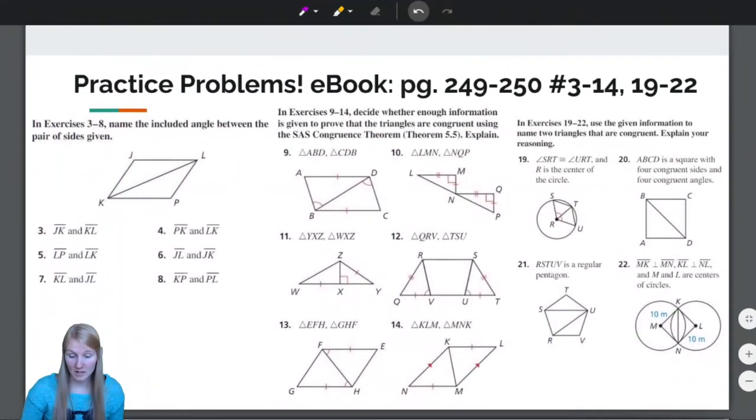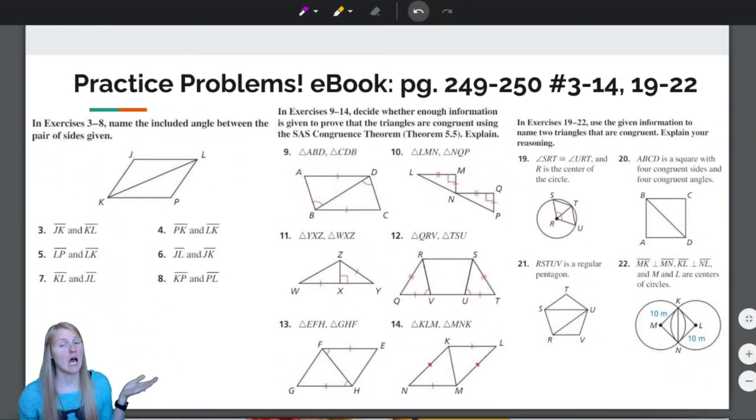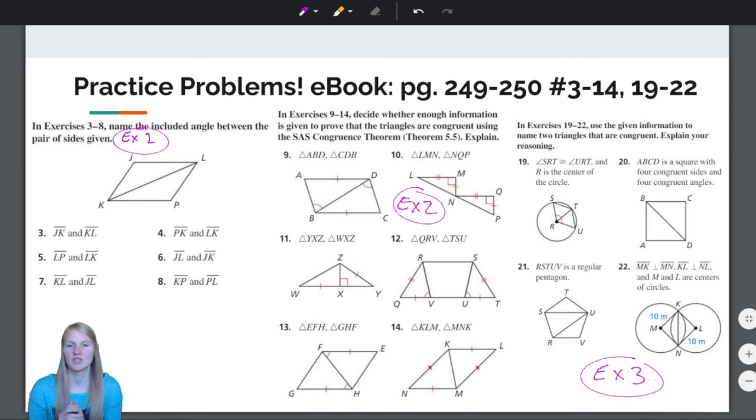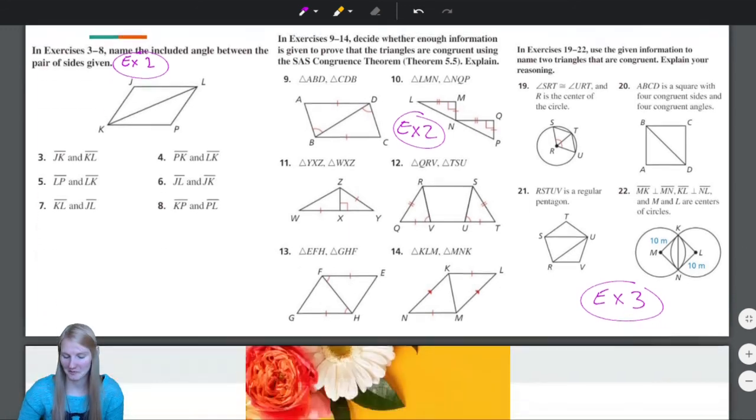Speaking of homework, these problems might not be the problems that your teacher has assigned for homework, but they will help you test your understanding of what you have learned in this lesson. So these problems are like example 1, 9 through 14 are like example 2, and these last 4 are like example 3. So you can test your understanding of all the examples we talked about in this video.